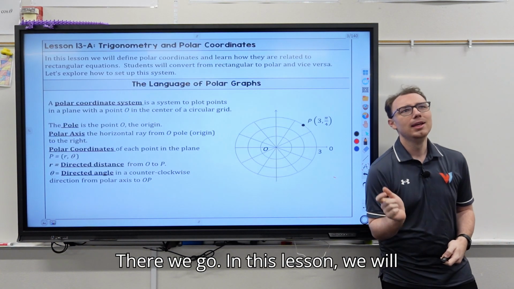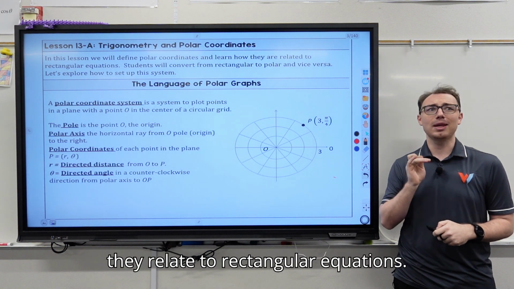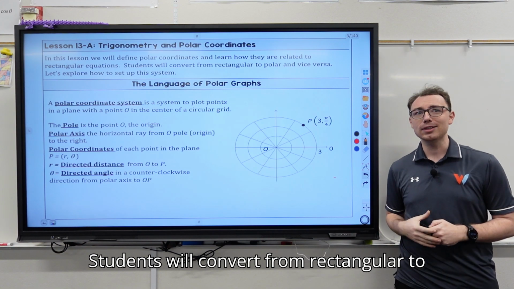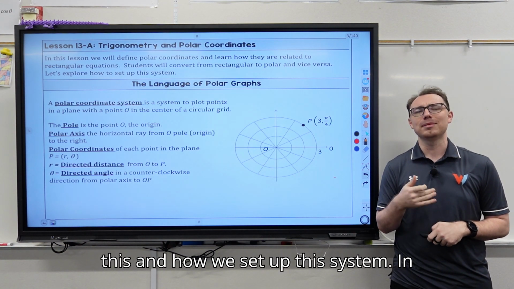In this lesson, we will define polar coordinates and learn how they relate to rectangular equations. Students will convert from rectangular to polar and vice versa. So let's explore this and how we set up this system.